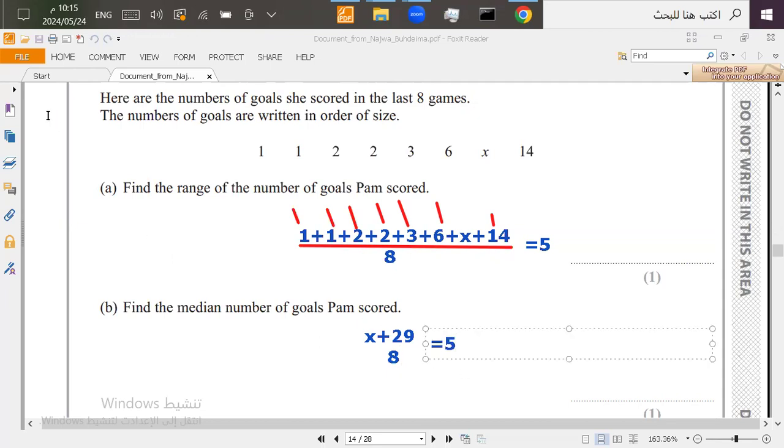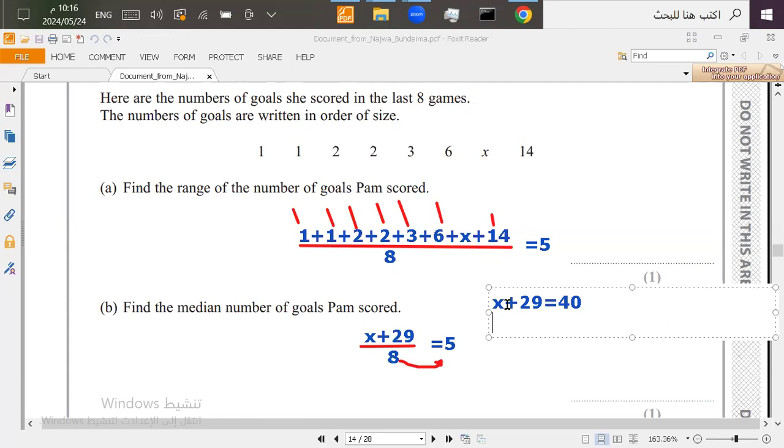We're trying to find the value of x. Remember that. Now, I'm going to take the 8 by multiplying to the other side. Because it's divided, I'm going to take it by multiplying. So I will end up with x plus 29 equals 8 times 5, which is 40. Now I'm going to take the 29 to the other side. Because it's added, I'm going to take it by subtraction. So x equals 40 minus 29. And then at the end, I subtract these numbers, and the answer x equals 11. And this is how you find the value of x using the mean value. Now let's move on to the next question.